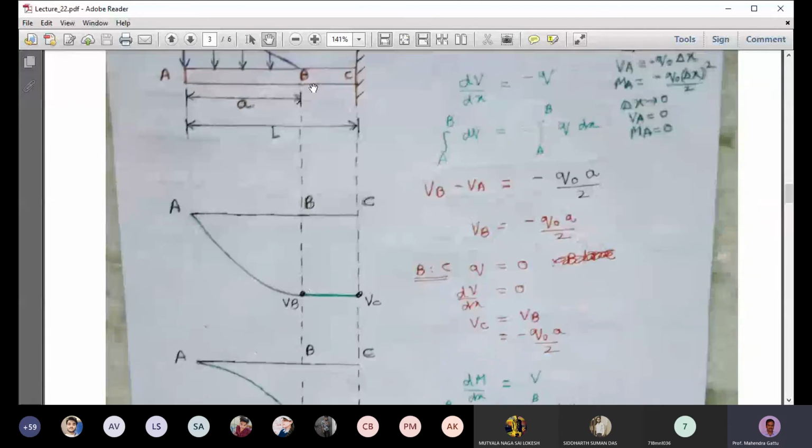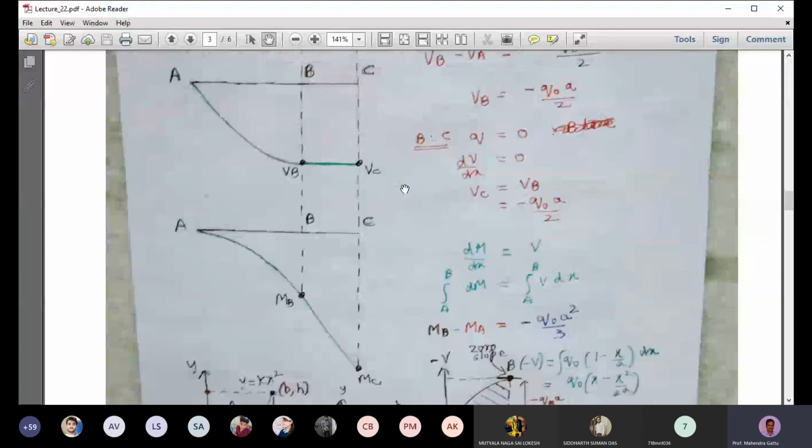And at B, what is happening? The q is going to 0. That means the slope dV by dx will be 0. So we can have a curve which is in this fashion. Okay, so at B the slope is 0, and at A we have a negative slope, and there is a transition from that negative slope to a 0 value.